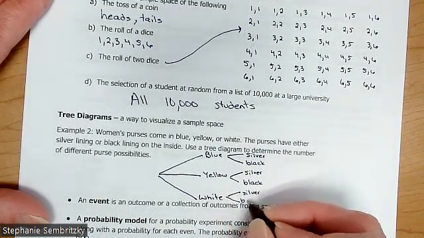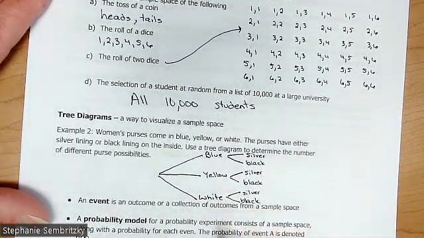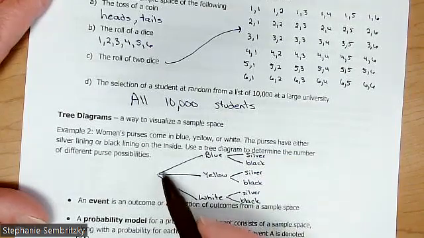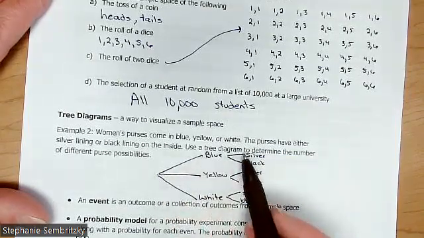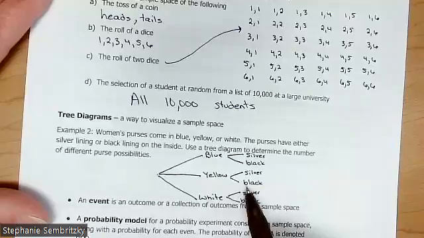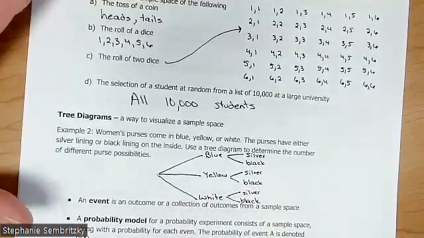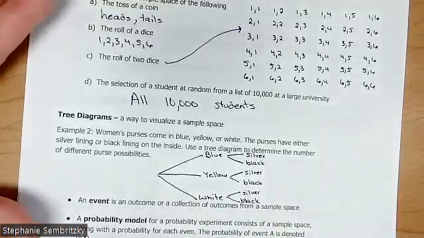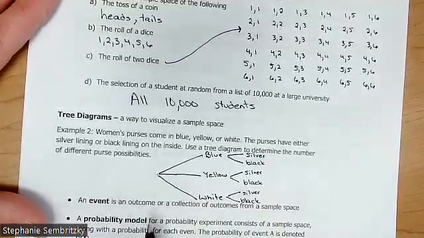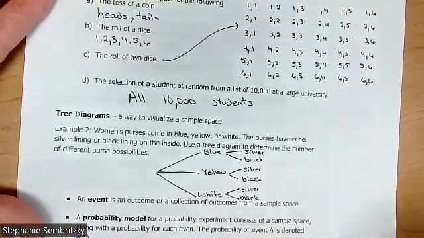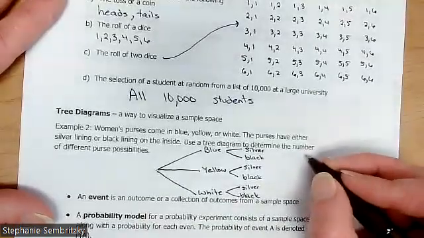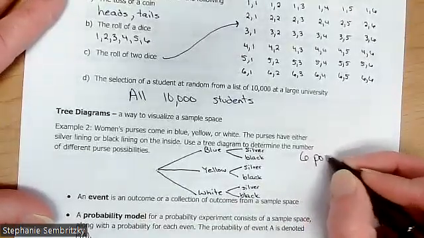So when we're reading these, it's kind of like you have to go down the branches. So you follow the path, blue, then silver, or yellow, then black. And we'll be reading those to find probabilities later on. But right now, we're just using it to visualize all the possibilities. So what's my total number of possibilities? 6 possible outcomes.